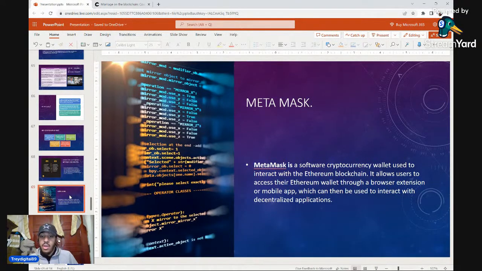You've got to swap on your wallet. So MetaMask is a software cryptocurrency wallet used to interact with the Ethereum blockchain. It allows users to access their Ethereum wallet through a browser extension or a mobile app, which can be used to interact with decentralized applications. So the metaverse is the place to be to go through all these different tokens.